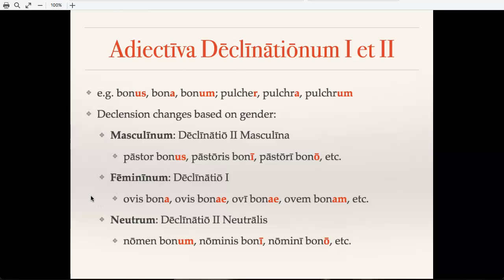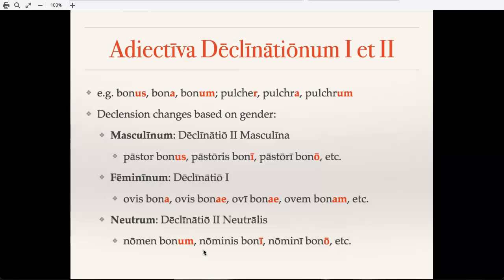If we're describing a feminine noun, we'll use first declension endings. Ovis bona, ovis bonae, ovi bonae, ovem bonam, etc. Notice again, ovis is a third declension noun, ovis, ovis, ovi, ovem. But because it's feminine, our adjective will match it using the first declension endings. A, ae, etc. With these adjectives, if we're describing a neuter noun, we'll use second declension neuter.